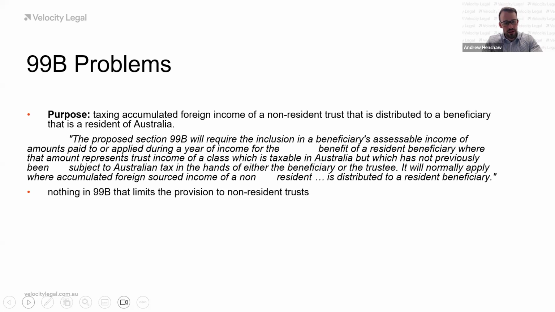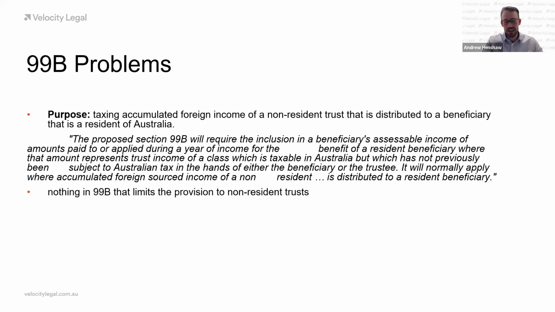Now, interestingly, with the provision, there's actually nothing in the section itself that limits it to non-resident trusts. The explanatory memorandum does talk about non-resident trusts in its purpose, but there's nothing in the provision that actually limits it to them. So, for example, a trust could have been a non-resident at some point and now it's become a resident, or maybe it was a resident the whole time. There's nothing in the words of the section that limits it to non-resident trusts.